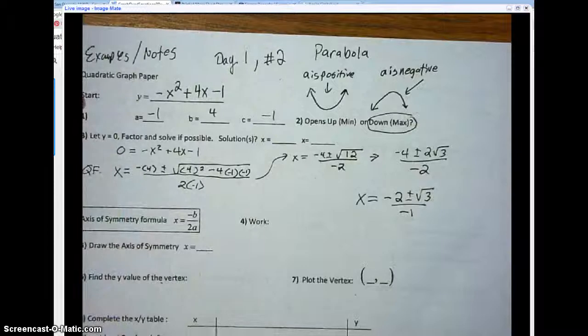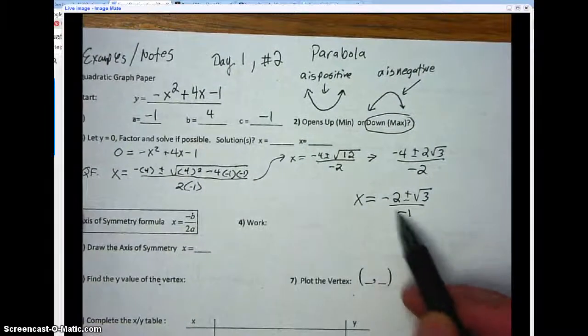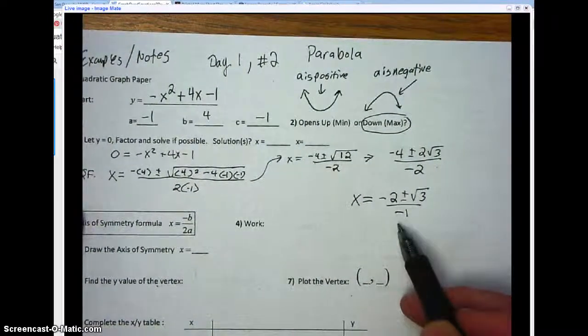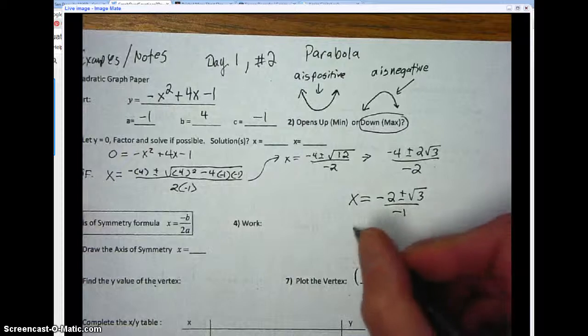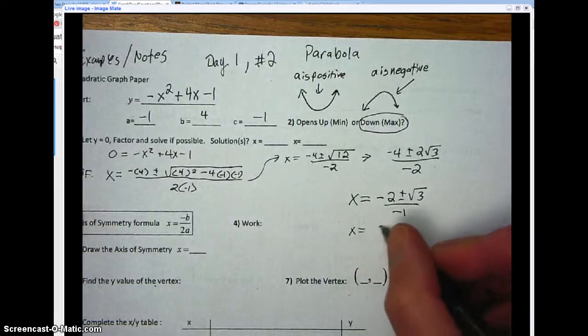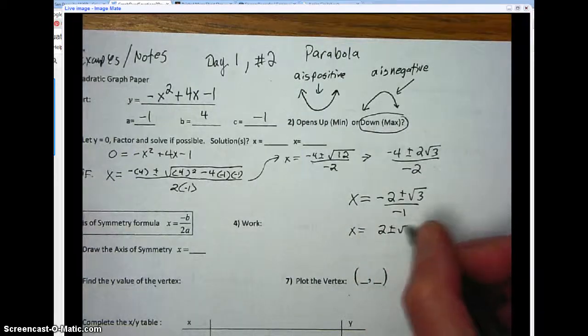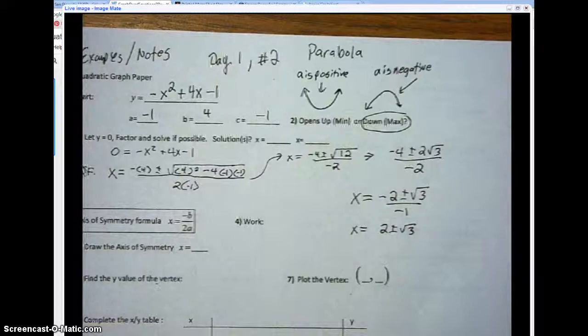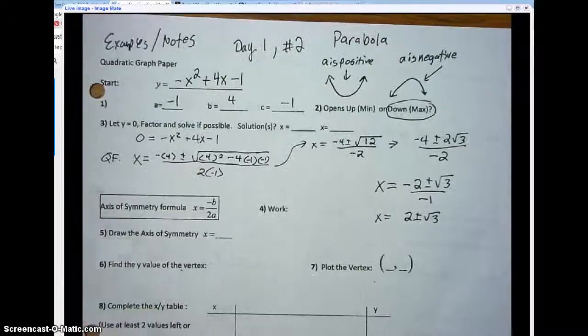By the way, if these are both negative, you know what that actually means? It's positive, so you can think of it as 2 plus or minus radical 3. Okay. So far so good. We just solved it.